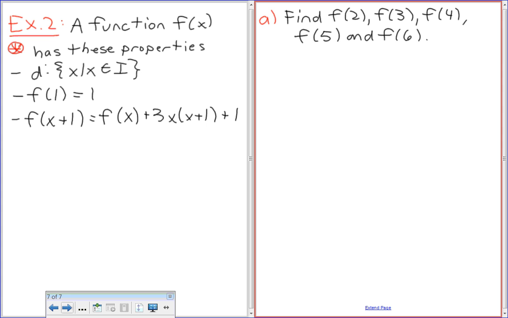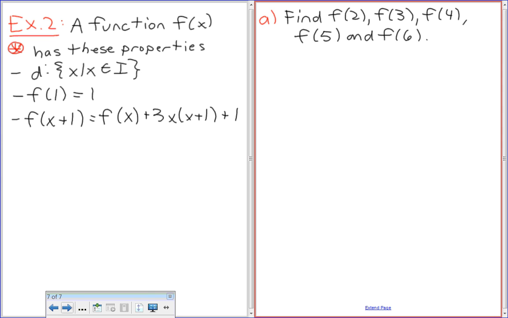Okay, so this is called a recursive pattern. We'll learn more about recursion later in the course. It's telling you that f of 1 is equal to 1. In order to get any other term, what you can say is that f of x plus 1, so if you have a number, you take f of x, which would be the previous number, and then add 3x times x plus 1, and then add 1 to it. That's what it's going to be. So I will do the first one for you.